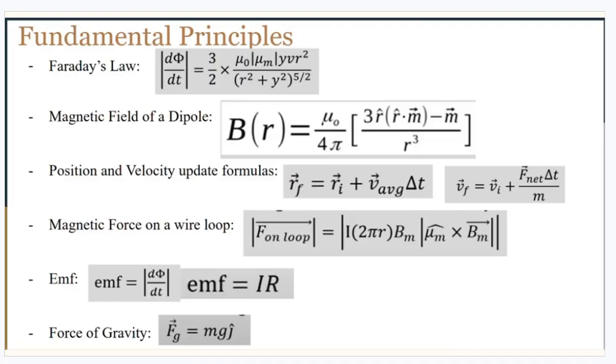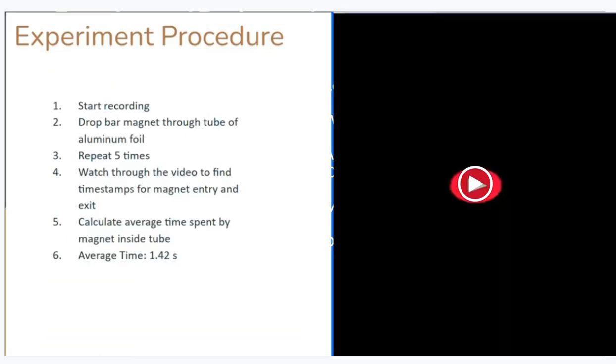Here we go, fundamental principles. We need Faraday's law to calculate the flux. We need the magnetic field of a dipole to see how strong the magnet is. We need the position and velocity update formulas just to see how fast things are falling. We need the magnetic force on a wire loop. We need EMF, and we need the force of gravity, which is F equals mg.